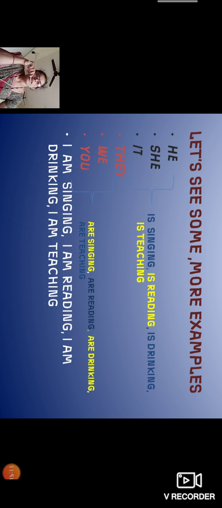And as I said, I is an exception case here. So "I is" we can't use. I is a singular, right? But here, I am singing, I am reading, I am drinking, I am teaching. Already I told you about this. Okay, it's clear for you.